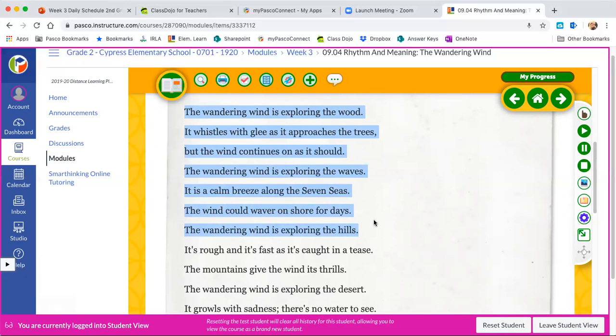The wandering wind is exploring the hills. It's rough and it's fast as it's caught in a tease. The mountains give the wind its thrills.